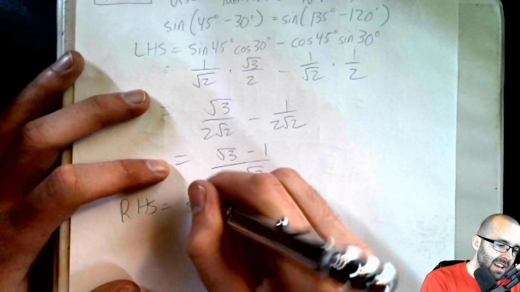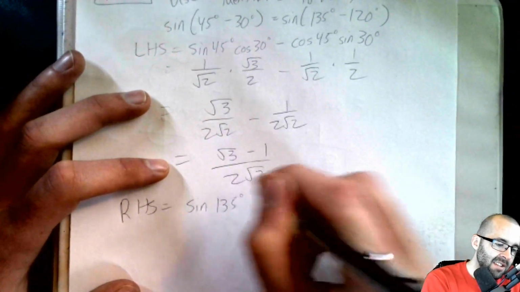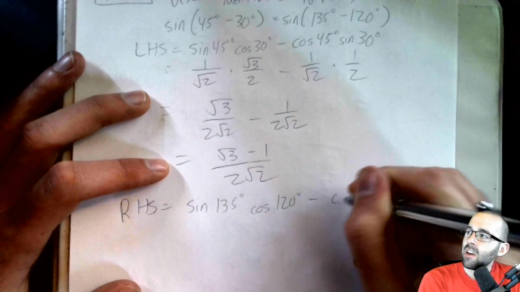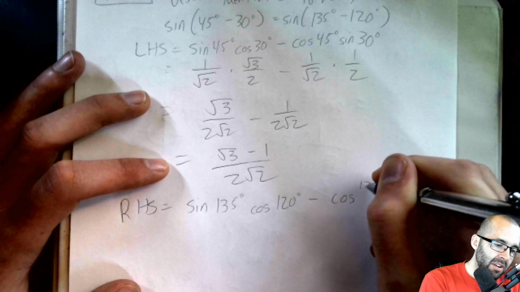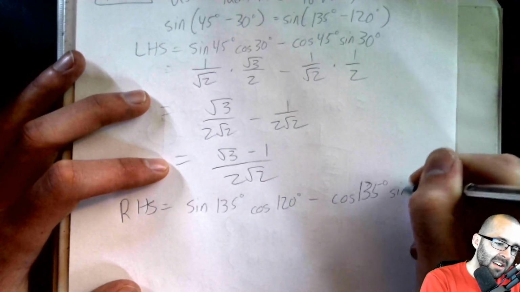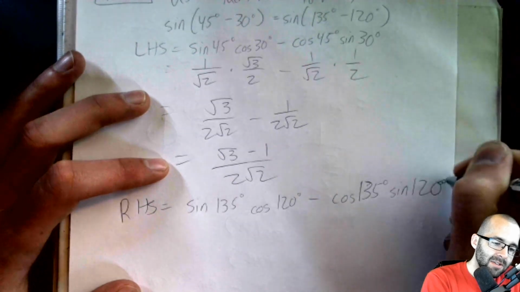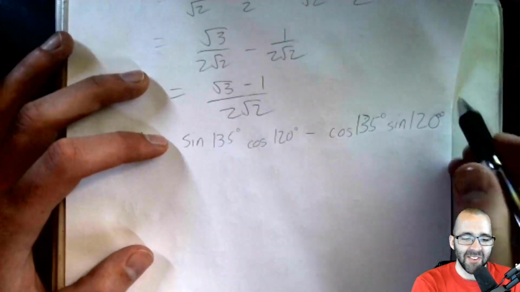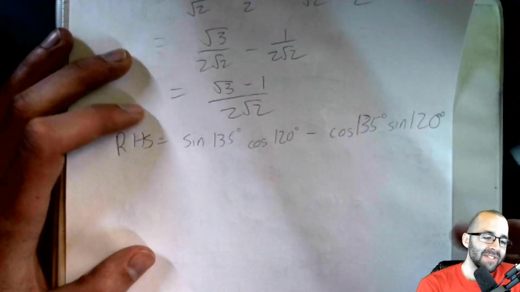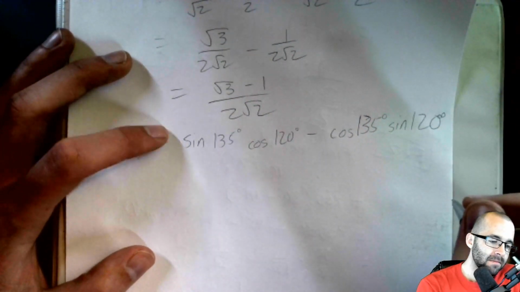Okay, so we're going to have the sine of 135 degrees, cosine of 120 degrees, minus the cosine of 135 degrees times the sine of 120 degrees. And hopefully, oh my word, look at that, we got a little double degrees right here. Now, hopefully, we'll come to the same answer.